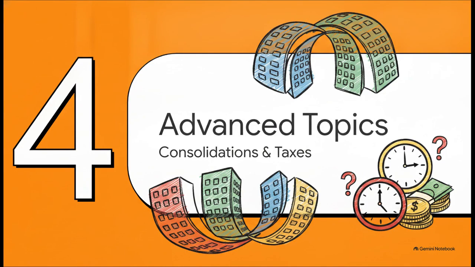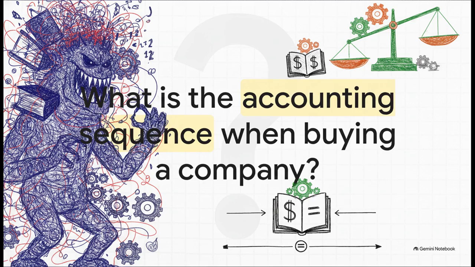You're doing great. Let's push into Section 4. Advanced topics, where we tackle consolidations and taxes. So what actually happens when you buy an entire company? The acquisition method can feel like an absolute monster the first time you read about it. You're trying to merge two totally separate sets of books, adjust things to fair value, and make sense of whatever numbers are left over. But when you distill it down to its core journal entry pattern, it's really just a massive balancing act happening on a single date.